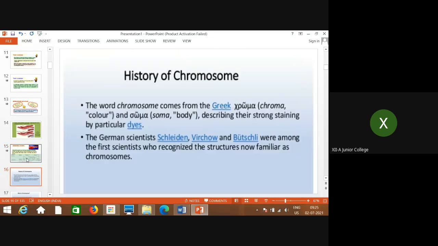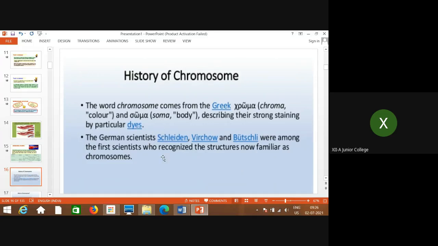Now, we'll talk about the structure of chromosome first, and then we'll study what type of inheritance is seen and all the details. Okay, what does chromosome mean? In Greek, chroma is color and soma means body. So, the colored body, which is stained by a particular dye or stain.